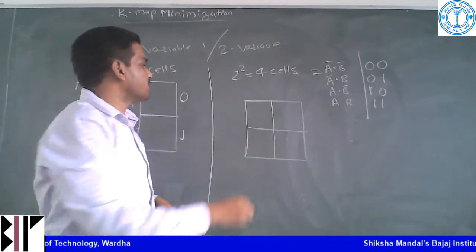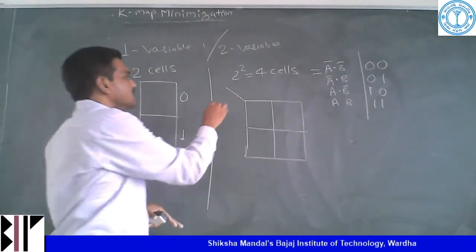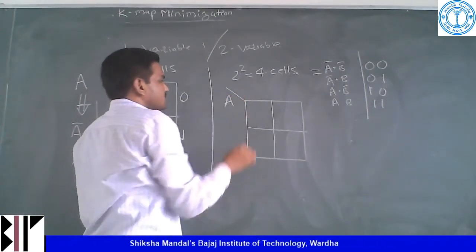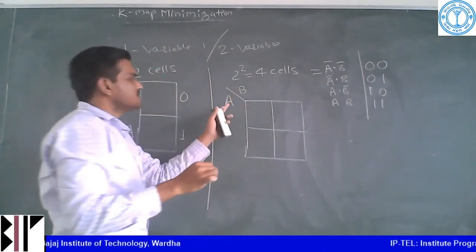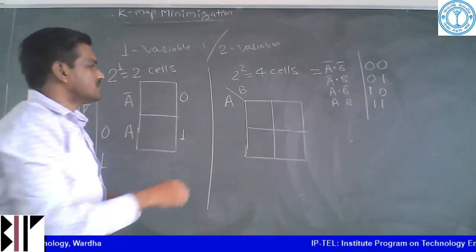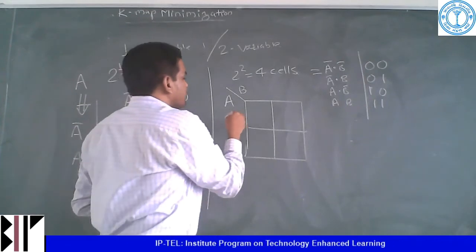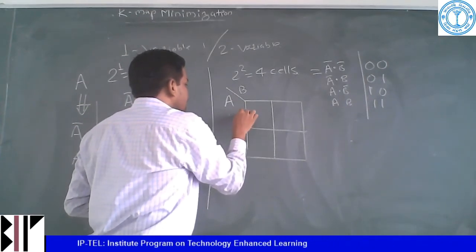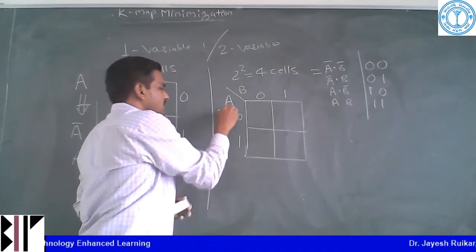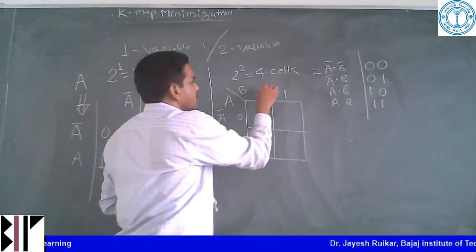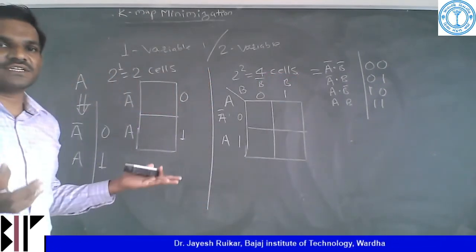So here I am making one line. Two variables means this way I am representing my A, and this side I am representing my B. To differentiate this, I have made one line. Now A has how many states? Two states, either 0 or 1. B also has two states, 0 or 1. Or you can say A bar or A, and for B, B bar or B. Either case.